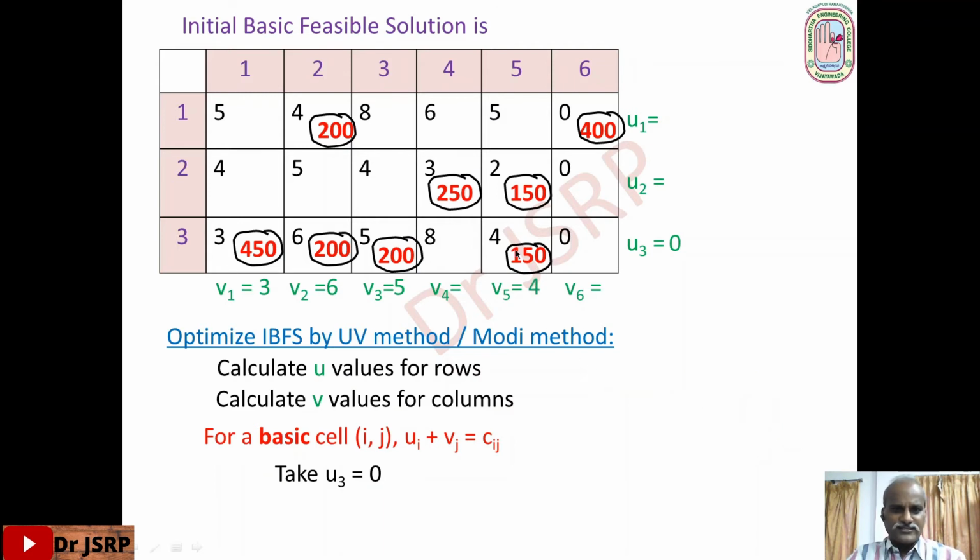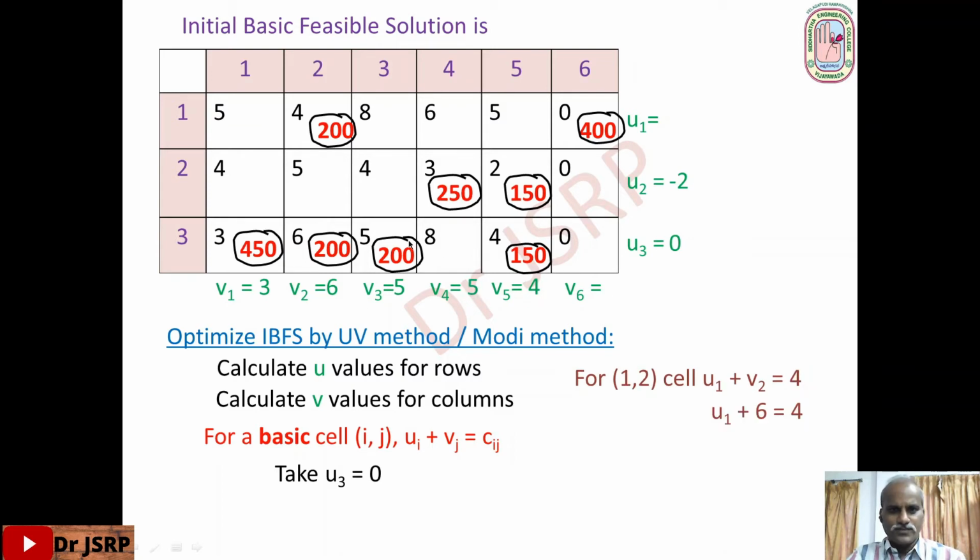Okay. Next, consider the 2 5 cell. So U2 plus V5 equals cost 2. Here we know V5. Substitute V5. U2 plus 4 equals 2. So U2 equals 2 minus 4, that is minus 2. Okay. Next, consider the 2 4 cell. U2 plus V4 equals cost 3. So we know U2. So minus 2 plus V4 equals 3. So V4 equals 3 plus 2, that is 5.